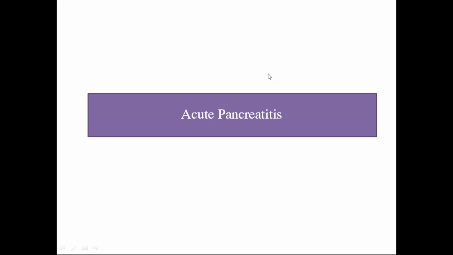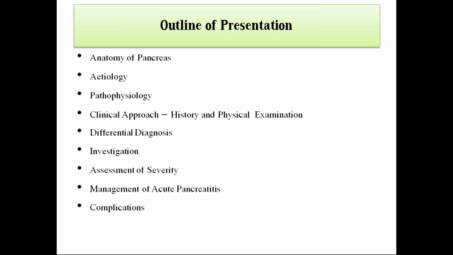Today we are going to discuss acute pancreatitis, one of the common emergencies which you will encounter in an emergency room. So coming to our class, first we will discuss the basic anatomy and etiology of acute pancreatitis, and then the pathophysiology and clinical approach, how you need to approach a case in the emergency room, and what all the differential diagnoses are. This is one of the important questions for you. Then assessment of severity and how to manage. Depending upon the time available, we will discuss all these things.